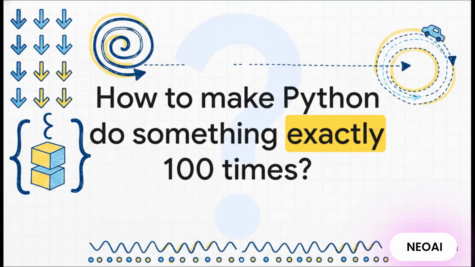So, here's the big question. How would you make Python do something exactly 100 times? I mean, think about it. There's no way you're going to copy and paste the same line of code 100 times, right? That would be insane. Well, this is exactly the problem that the range function was built to solve.